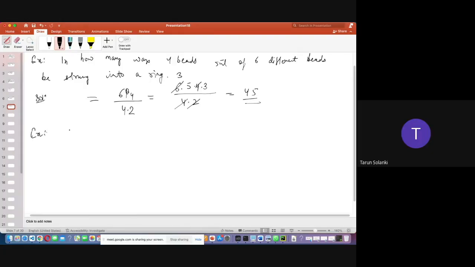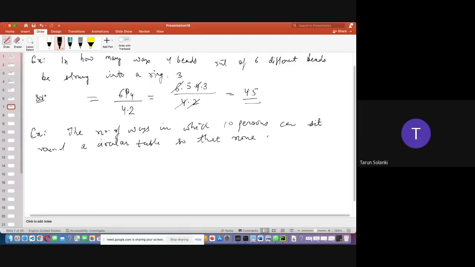Similarly, one more example. The number of ways in which 10 persons can sit around a circular table so that none of them has the same neighbors in any two arrangements.